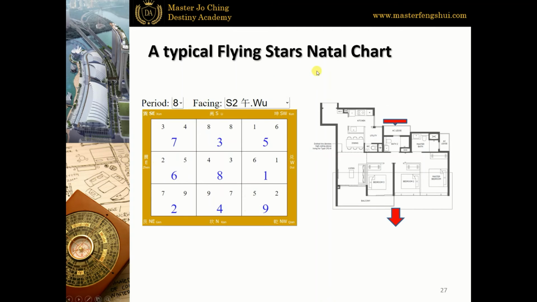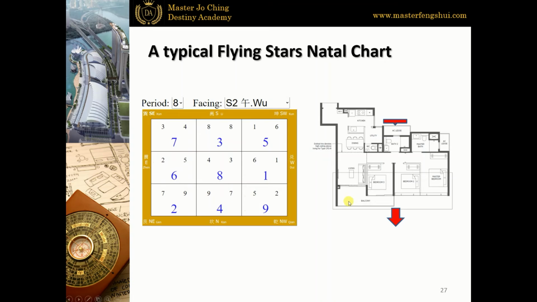So a typical flying star chart looks like this, in case you are not familiar with flying star. You actually need to input the period number, depending on when your house was constructed. And of course, you have to take your Luo Pan and measure the facing direction of the house. Typically, the facing direction, in my practice, is the beautiful side, the facade of the house or the condominium.